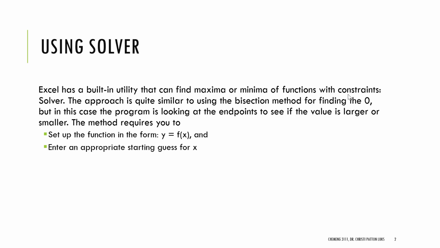The approach is very similar to when we did the bisection method of finding the zero of a function. But in this case, we're going to be looking at endpoints to see if the value is larger or smaller and using slope so that we can narrow this down and find our maxima or minima. The key things you need to know: set up the function in the form y equals a function of x, where y is the object to be maximized or minimized. Then enter an appropriate starting guess for your variable x.